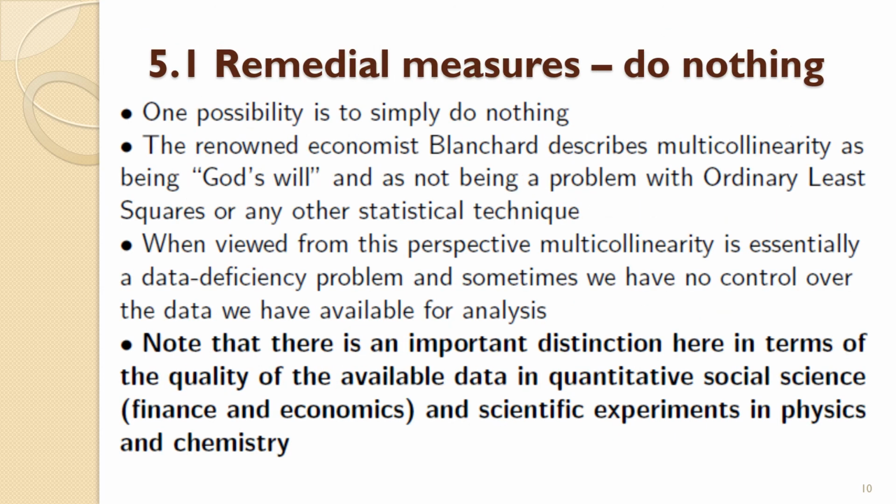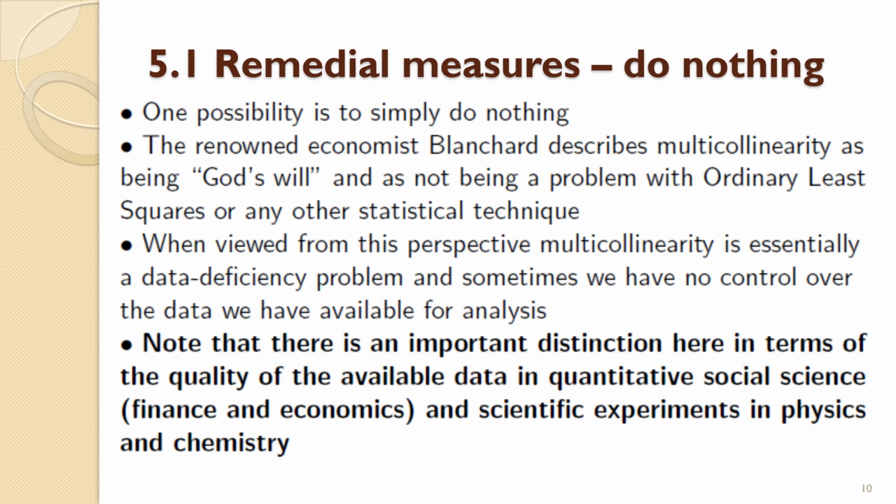So when it comes to possible remedial measures concerning multicollinearity, one possibility is to simply do nothing. Remember, I think the best way to think of multicollinearity is just an unavoidable imperfection that is associated with the data that you were actually able to collect. Alongside this, the renowned economist Blanchard describes multicollinearity as just being God's will and as not being a problem particularly with ordinary least squares regression or any other statistical technique. It's just a level of imperfection that you've inevitably got with the sample of data that you were able to collect.